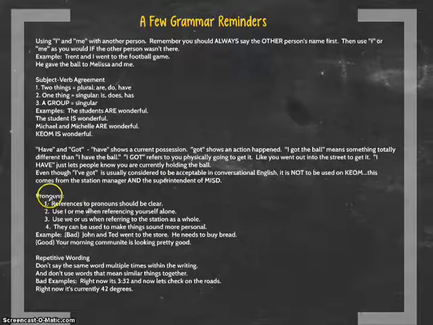Okay, talking about pronouns, remember that references to pronouns should be clear. For example, if you said, John and Ted went to the store, he needs to buy bread. You don't know whether you're referring to John or Ted. So in that case, it wouldn't be best to use a pronoun because we would need to be clear on who he is. You would just need to repeat the name again.